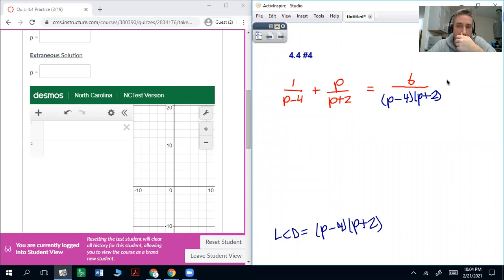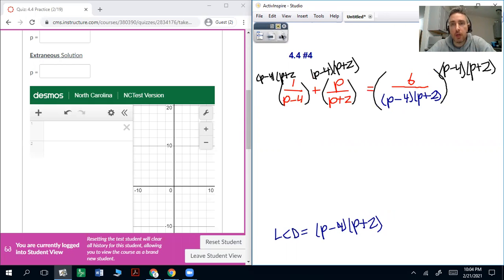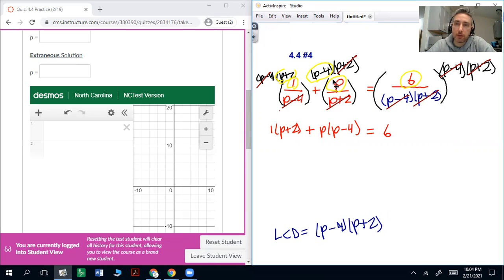So we're going to use those as our denominator, replace it. See how I just kind of rewrote it? And our LCD is p minus 4, p plus 2. So we'll multiply all the fractions by p minus 4, p plus 2. We'll cancel out what they have in common from the denominators. And we'll circle what's left over.